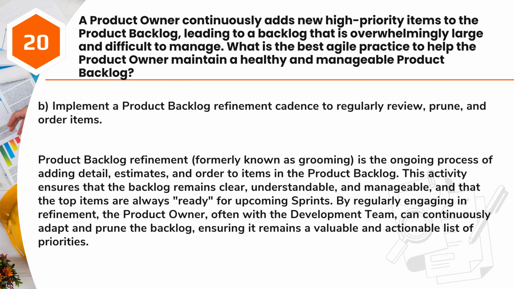Answer B. Implement a product backlog refinement cadence to regularly review, prune, and order items. Product backlog refinement, formerly known as grooming, is the ongoing process of adding detail, estimates, and order to items in the product backlog. This activity ensures that the backlog remains clear, understandable, and manageable, and that the top items are always ready for upcoming sprints. By regularly engaging in refinement, the product owner, often with the development team, can continuously adapt and prune the backlog, ensuring it remains a valuable and actionable list of priorities.